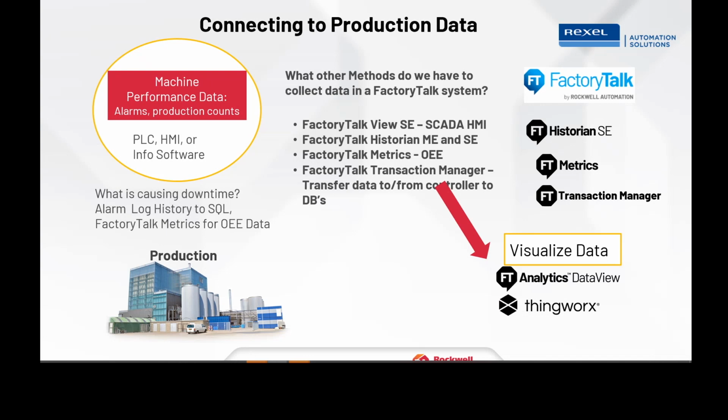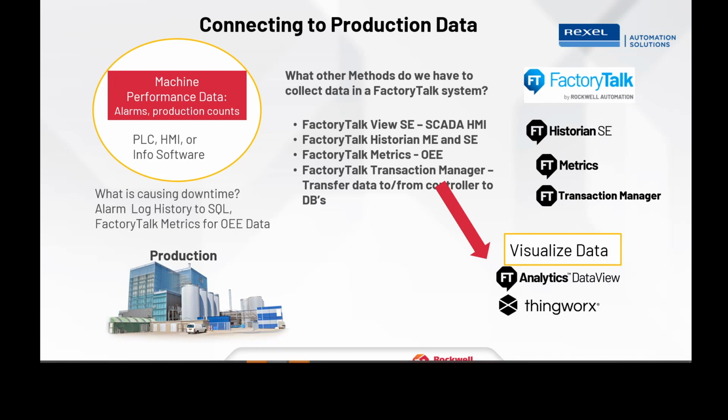FactoryTalk View SE, what we call the Site Edition, SCADA HMI. Moving down the list, we got Historian. We have 2 different versions of it, a Machine Edition and a Site Edition. And then FactoryTalk Metrics that helps us with OEE initiatives and reduce downtime.